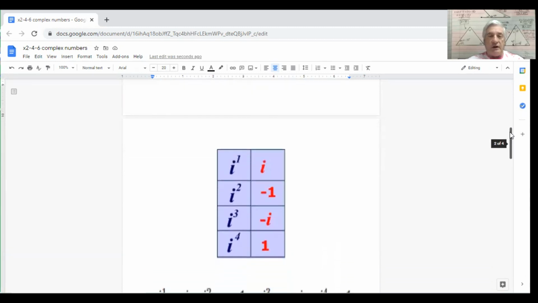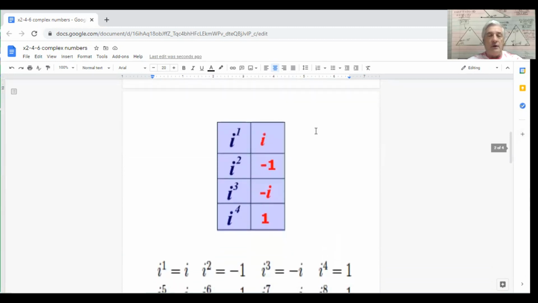Then we have a whole chart here of what to do with the i's. i to the first power is just i, i to the second power is -1. i to the third power would be minus i, because it's -1 times i, and i to the fourth power would be -1 times -1, which is 1.